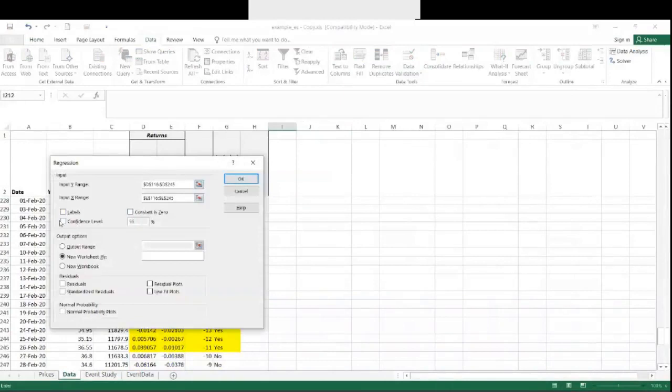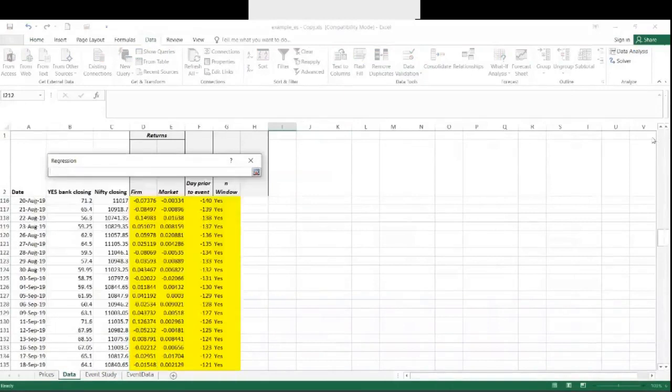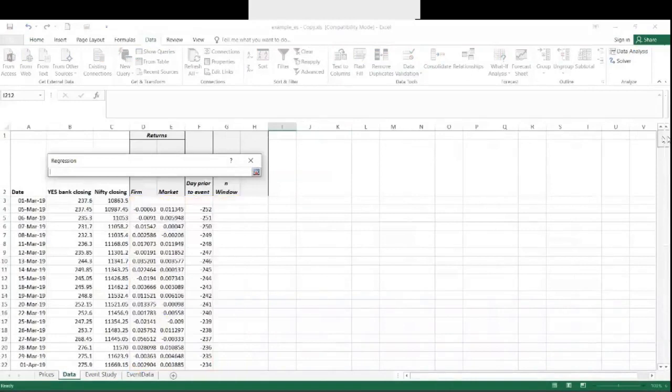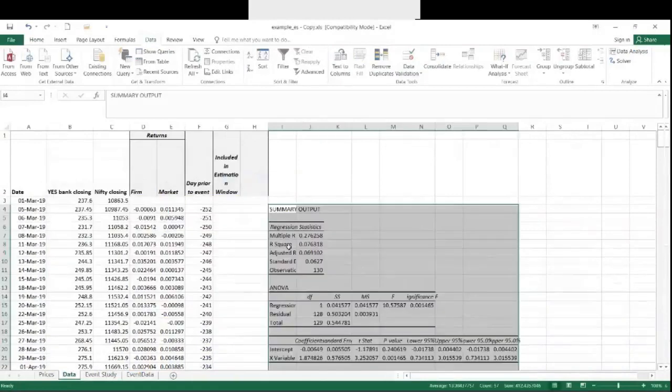Okay, output range, I just say that, yes, you give me the output here only, so that we can copy and paste. Or I can copy there also, but let's copy paste here. So this is essentially my regression.